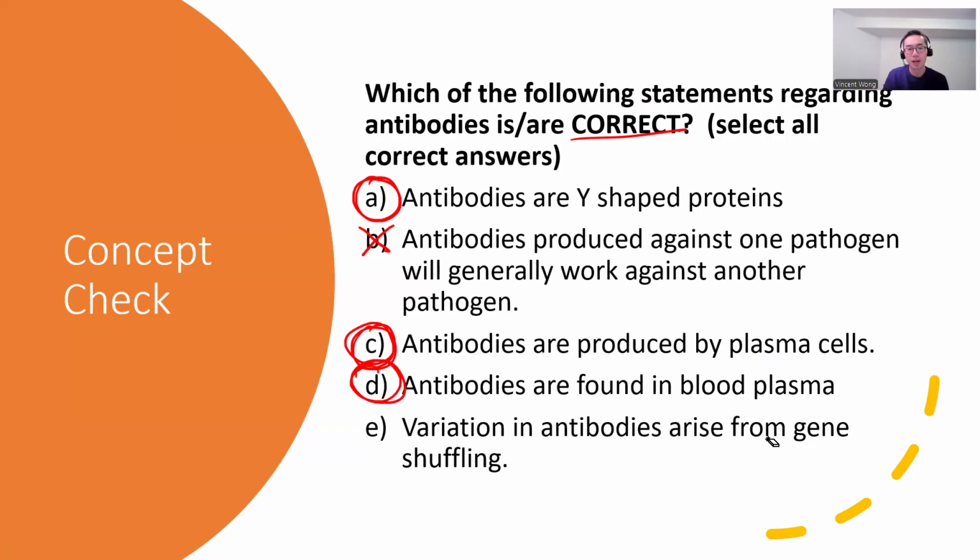Variation in antibodies arises from gene shuffling. Oh, I've been pretty bad. I forgot to tell you about that as well. This is also true. What's gene shuffling? Okay, quickly. So like I said, the antibodies are Y-shaped. This part does not change, but the tip changes, right? As you may recall, proteins are encoded by DNA, right? Genes, right? Each gene is going to give you the instruction to build a protein. So antibodies are no different. There are a bunch of genes dedicated to creating antibodies.